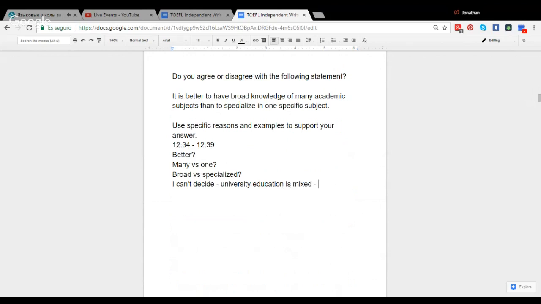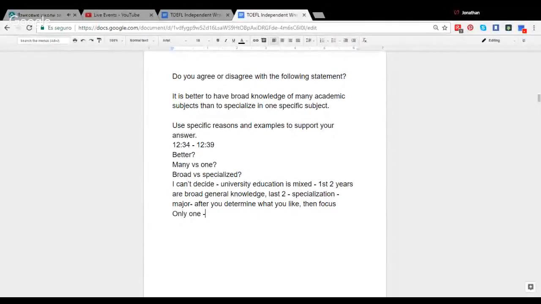It's like the first 2 years are broad, like a broad general knowledge. And then generally, at least in the United States, the last 2 years are a specialization with a major and maybe a minor. So once you determine what you like, then focus. I think if you only focused on one thing from the beginning, it could be boring.